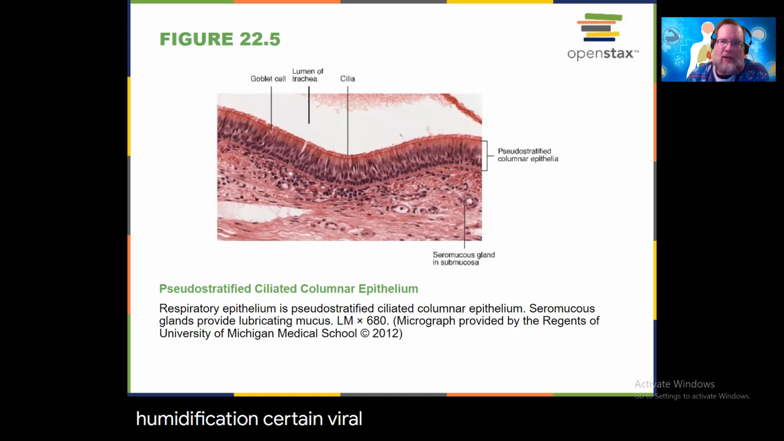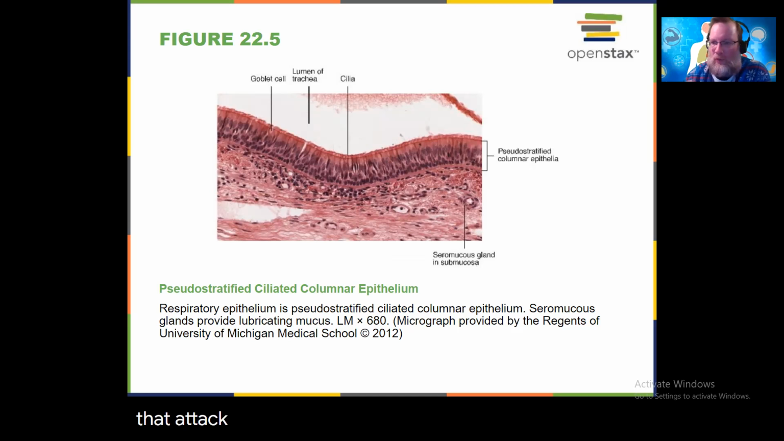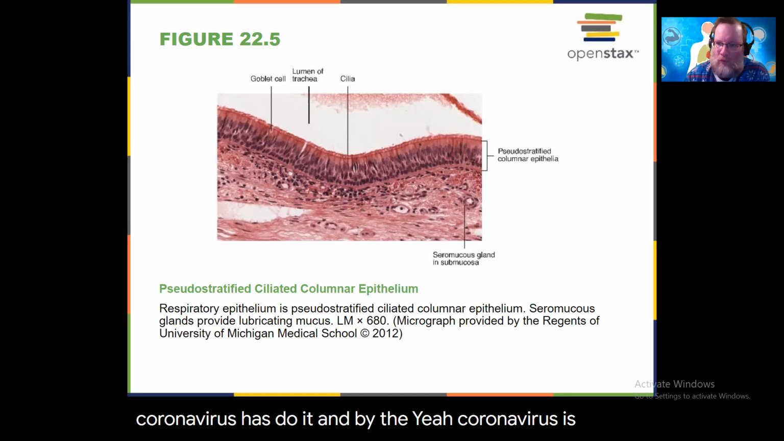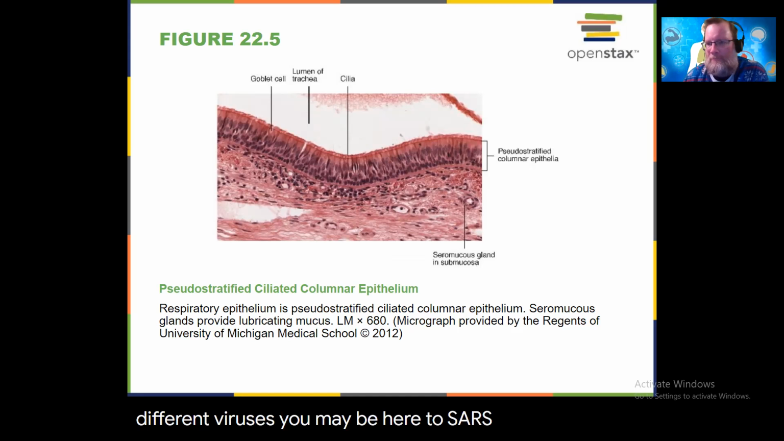Certain viral infections, and bacterial infections as well, but generally a lot of viral infections that we think of, attack the respiratory system. It could be a rhinovirus, and coronaviruses do it. By the way, coronavirus is COVID-19. Coronavirus is a big, broad umbrella of multiple different viruses. You may have heard of SARS. That's another one in that category, severe acute respiratory syndrome.